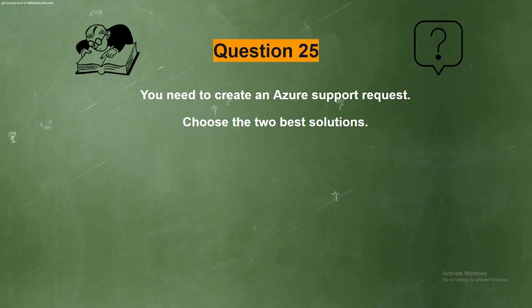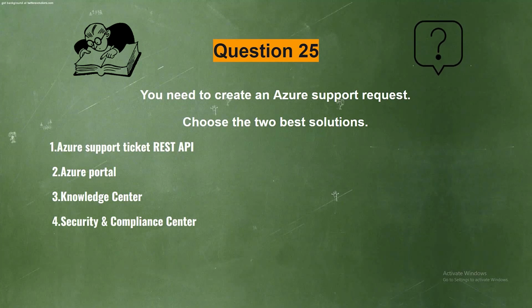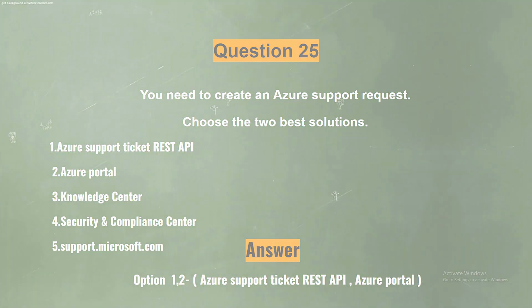Question 25. You need to create an Azure support request. Choose the two best solutions. And the options are option 1, Azure Support Ticket REST API. Option 2, Azure Portal. Option 3, Knowledge Center. Option 4, Security and Compliance Center. Option 5, support.microsoft.com. And the correct answer is option 1, Azure Support Ticket REST API, and option 2, Azure Portal.